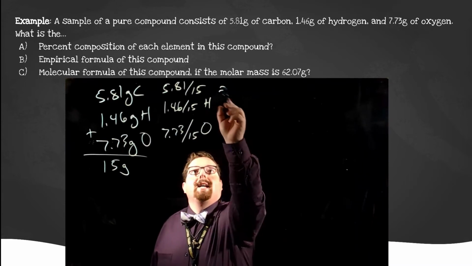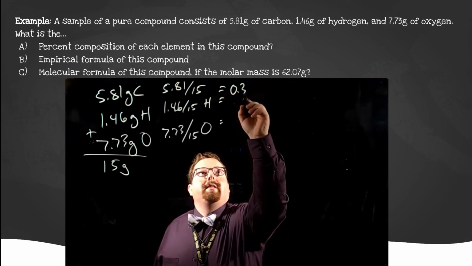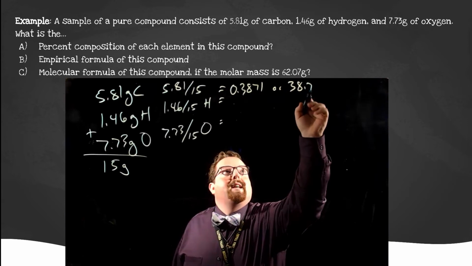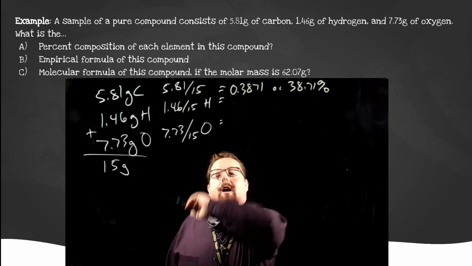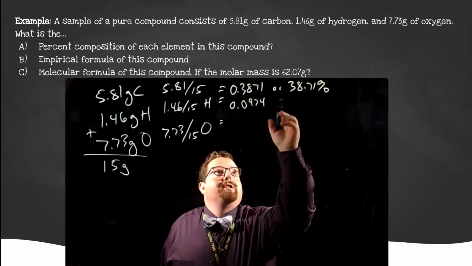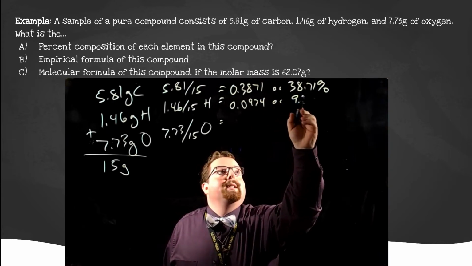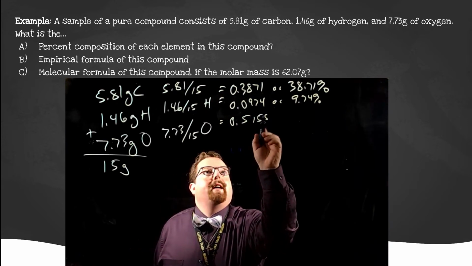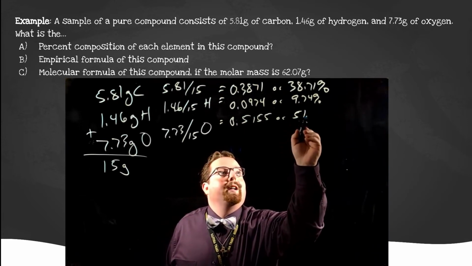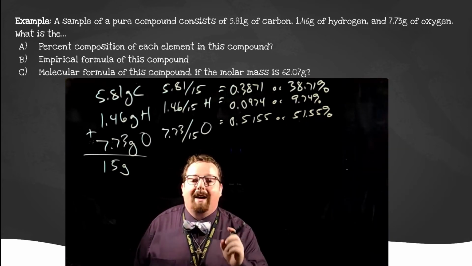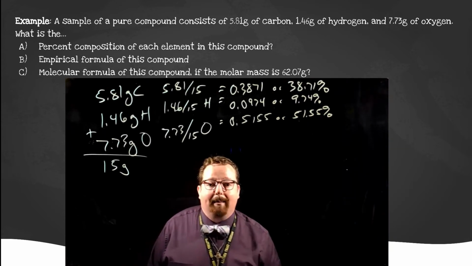When we divide those out, we get 0.3871, or 38.71% for carbon, 0.0974 for hydrogen, or 9.74%, and 0.5155 for oxygen, or 51.55%. Next, the question asks you to find the empirical formula for this compound.